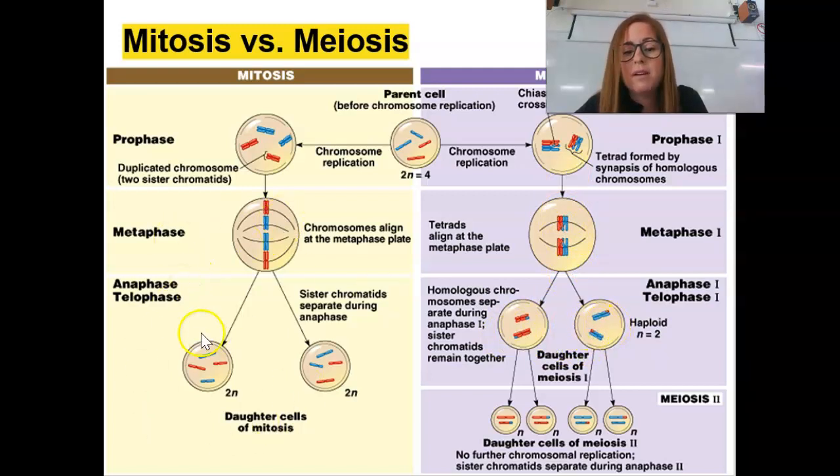At the end of mitosis, we have daughter cells that are genetically identical. That's really important, and that they have the same number of chromosomes. In meiosis, we're making genetically different cells that are all half the number of chromosomes that you started with.